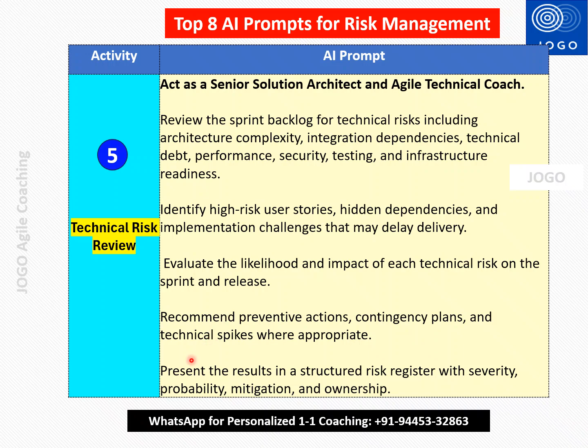The last ask is to present the result in a structured risk register with the severity, probability, mitigation, and ownership. So if you run this prompt with all the input data from your current sprint, then AI will give the complete list of technical risks, and it will give the severity, probability, and the mitigation strategy. So hope this is helpful.